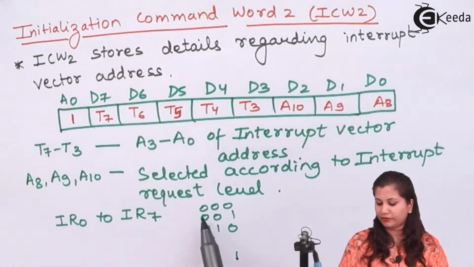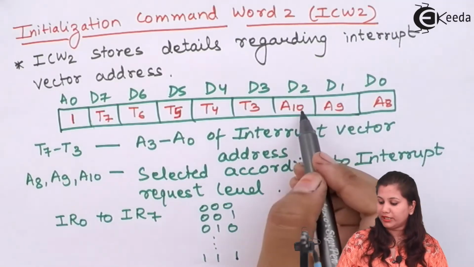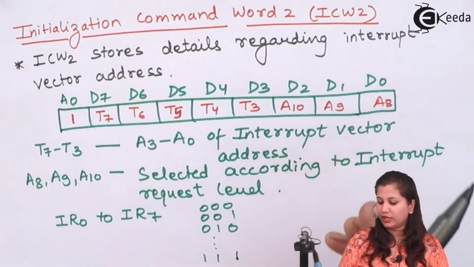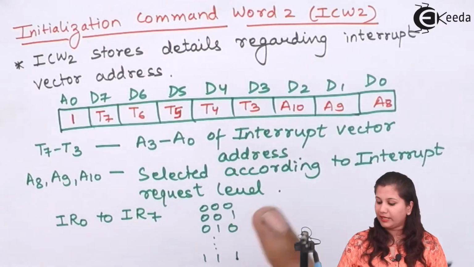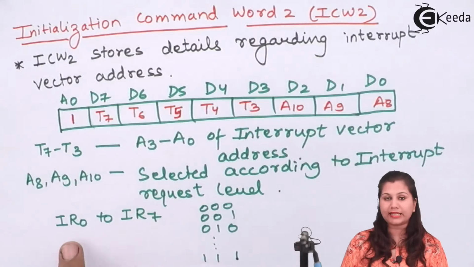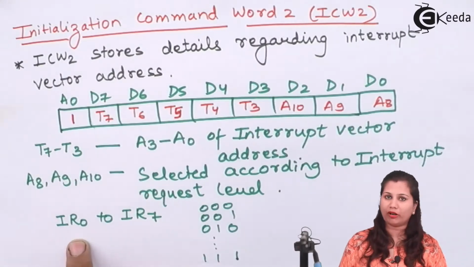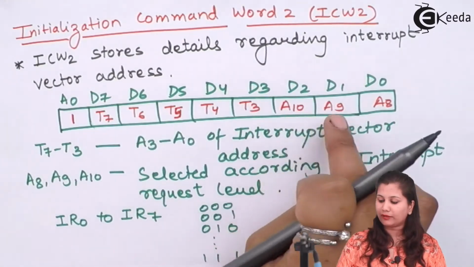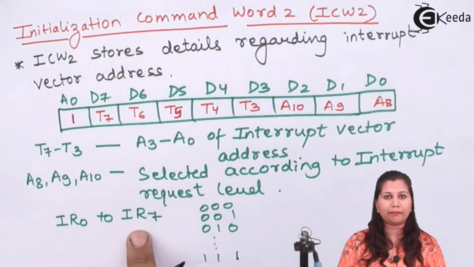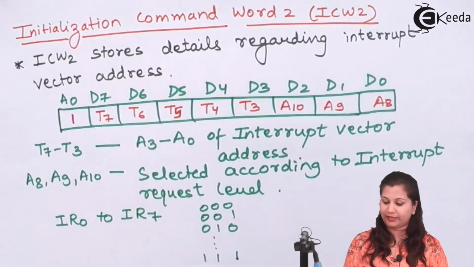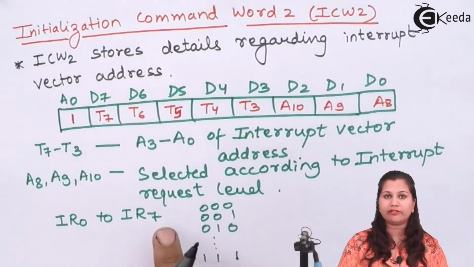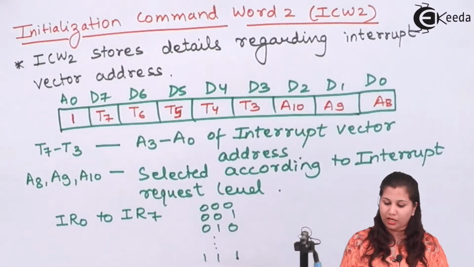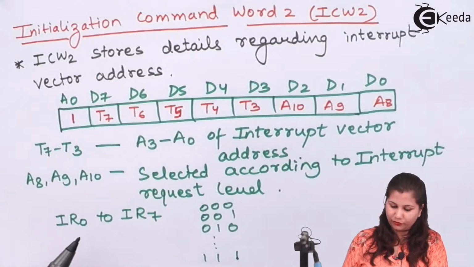Like for IR0, we have 000. So if these bits are 000, then this first interrupt request will be selected. If it is 001, then the second interrupt request IR1 will be selected. If it is 111, then the 8th interrupt request IR7 will be selected. So these 3 bits are selected according to the interrupt request level.